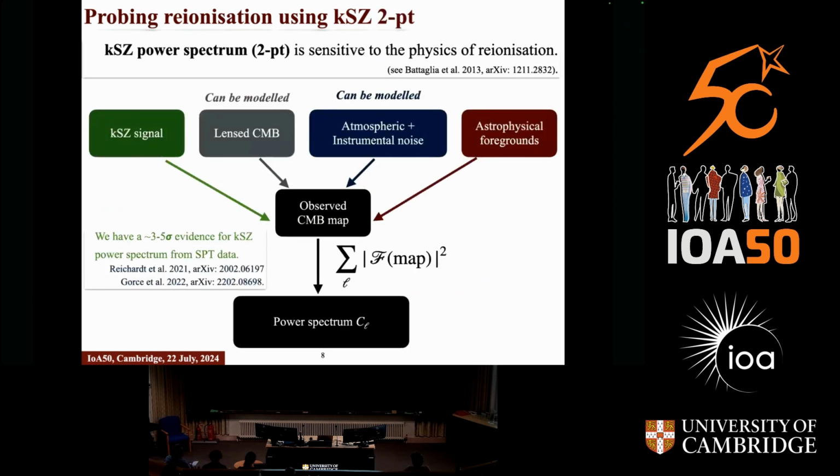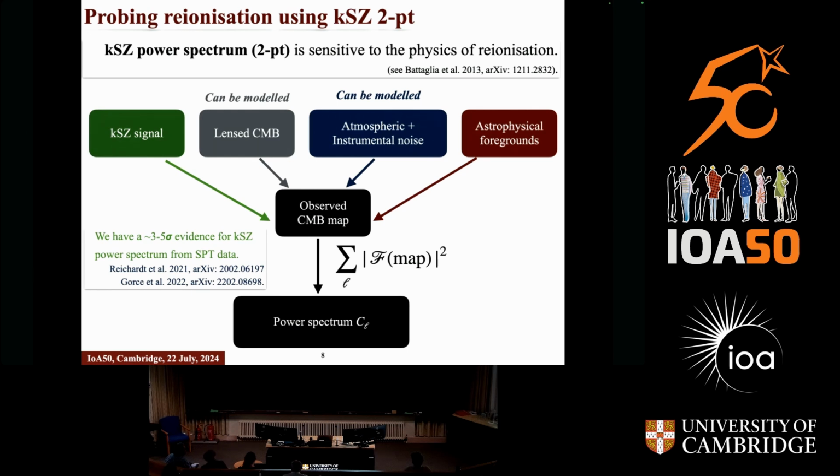So how do we actually understand reionization using KSZ? One natural thing to do would be to just take the power spectrum of our map. We observe the CMB map, right? The CMB map that we observe has contributions from all these four components. We have the desired KSZ signal. We also have lensed CMB. We have instrumental noise. We have atmospheric noise, but we also have astrophysical foregrounds. We combine all these things, and that's basically what we observe. And then we take the power spectrum of this map, and we fit for all these components. And then we finally infer that whatever is left over will be KSZ.